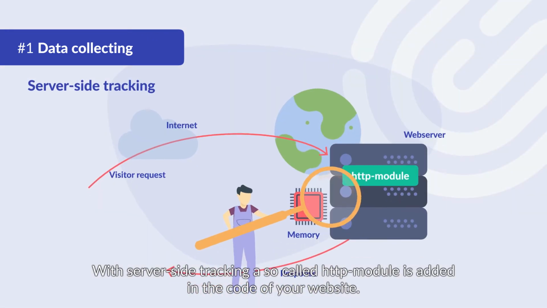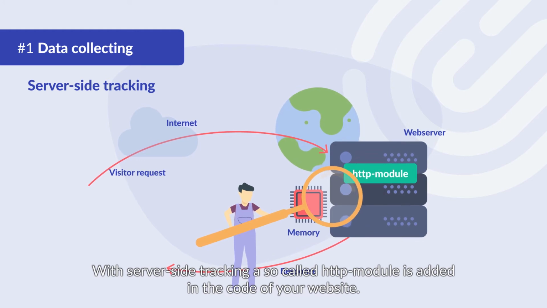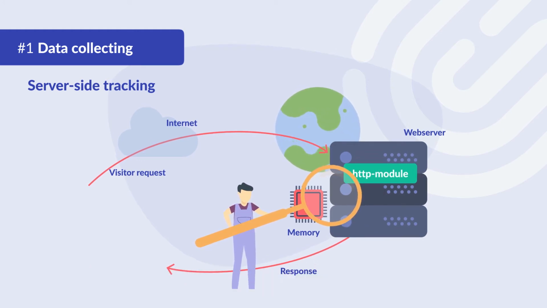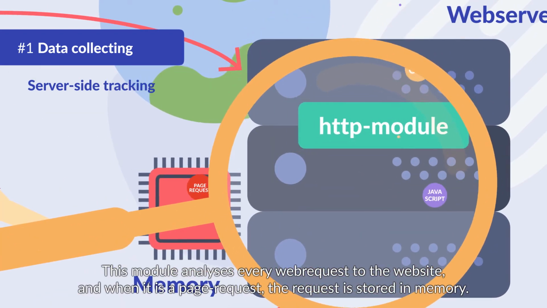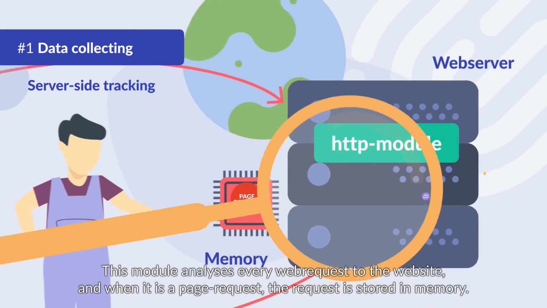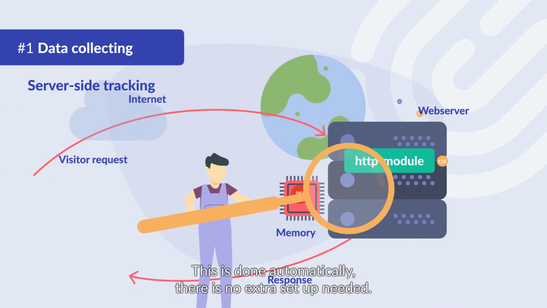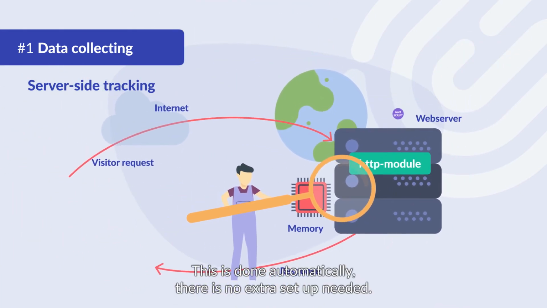With server-side tracking, a so-called HTTP module is added in the code of your website. This module analyzes every web request to the website, and when it's a page request, the request is stored in memory. This is done automatically, there is no extra setup needed.